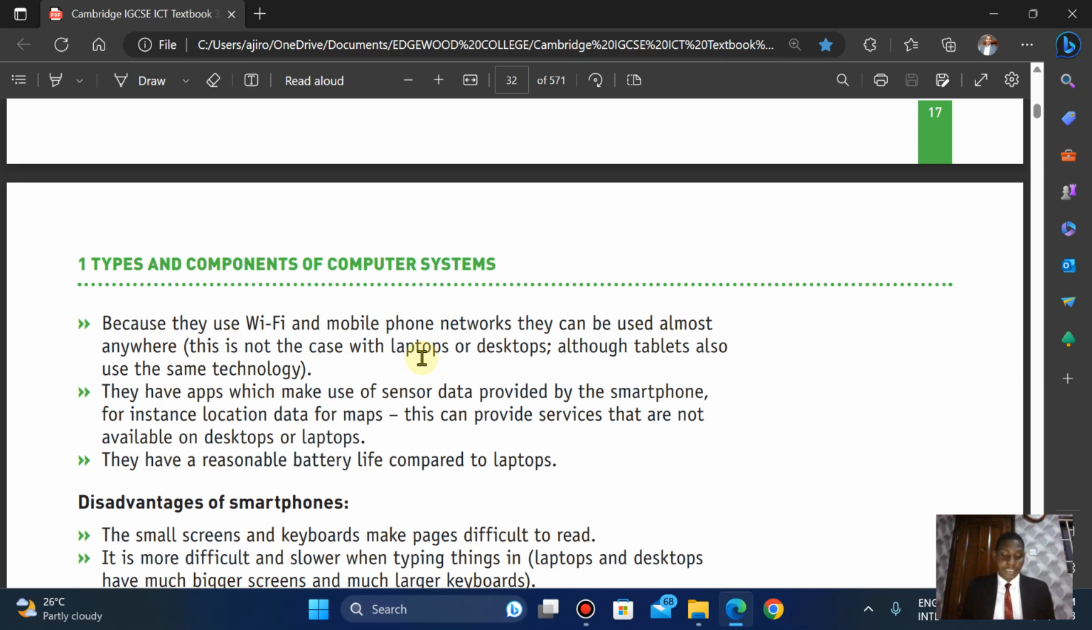And if you click on it, it's called Maps, that is the Apple Maps, and it can just search for what you're looking for and give you an estimation of that destination. Okay. For Android users, you get what we call Google Maps, right? Yeah. They have a reasonable battery life compared to laptops. Disadvantages.